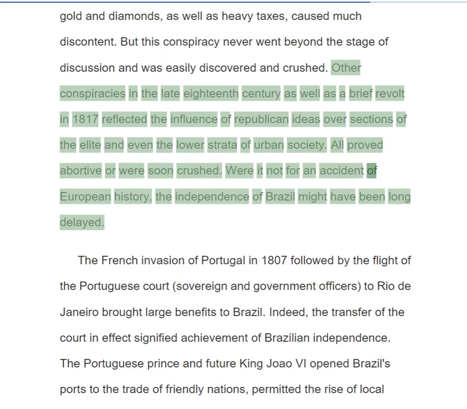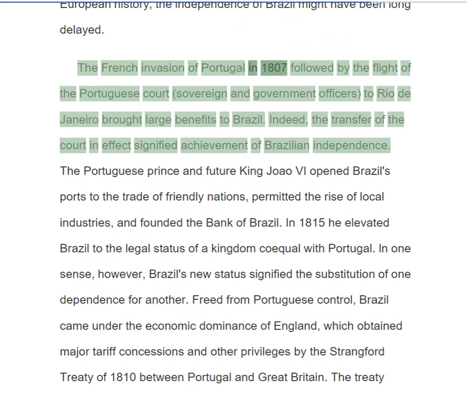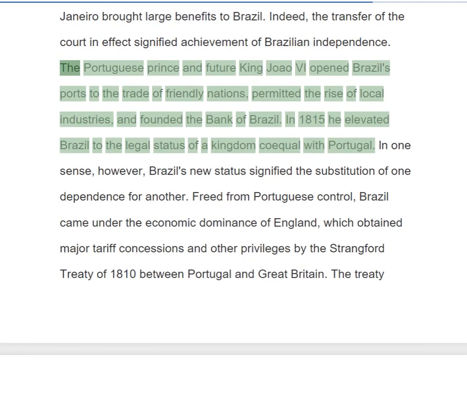Were it not for an accident of European history, the independence of Brazil might have been long delayed. The French invasion of Portugal in 1807, followed by the flight of the Portuguese court to Rio de Janeiro, brought large benefits to Brazil. Indeed, the transfer of the court in effect signified achievement of Brazilian independence. The Portuguese prince and future King João VI opened Brazil's ports to the trade of friendly nations, permitted the rise of local industries, and founded the Bank of Brazil. In 1815 he elevated Brazil to the legal status of a kingdom co-equal with Portugal.